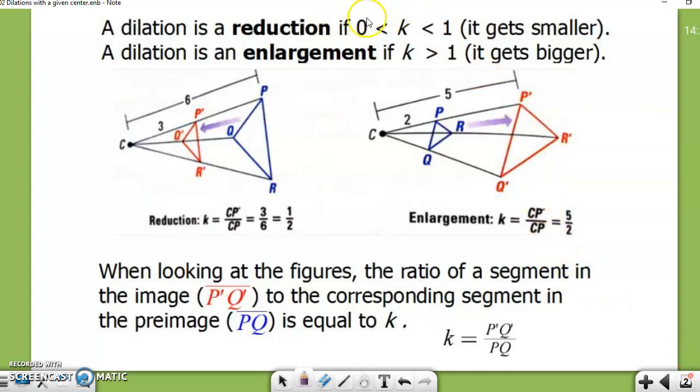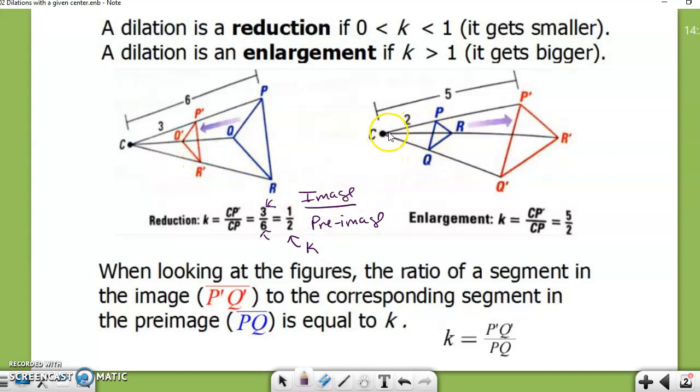Remember that a reduction is when your scale factor is between 0 and 1, and an enlargement is when it's greater than 1. When you have a situation like this, notice that from P, our original, to C, that is 6, and from P to our image, P prime, is 3. So remember, our scale factor is always our image over our original, also called our pre-image. So this was our image over our pre-image, and that gives us a scale factor of 1/2 for this reduction.